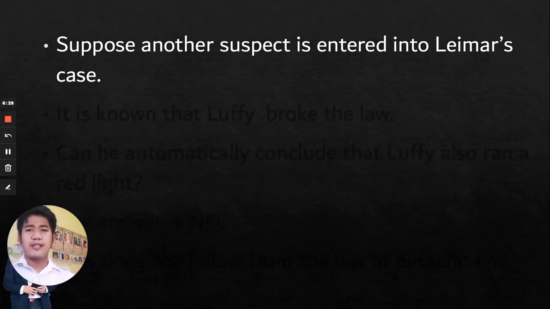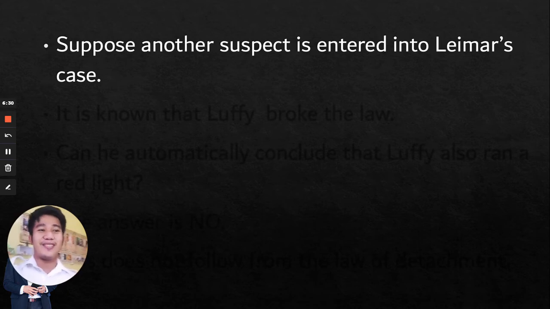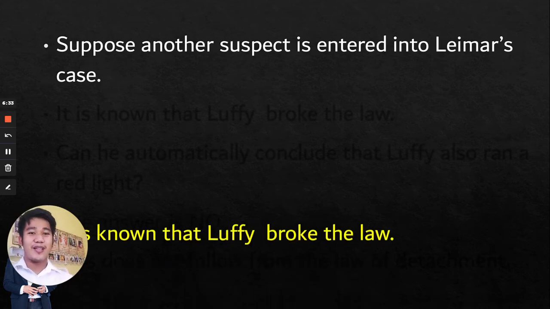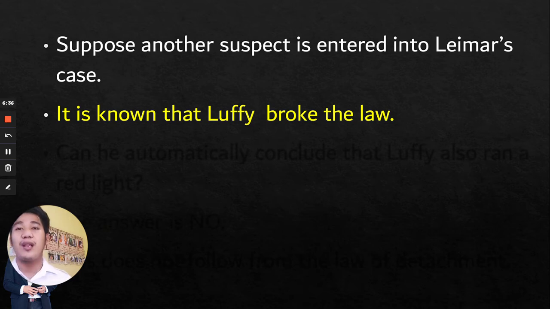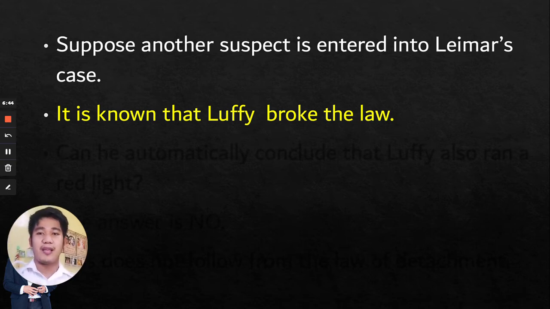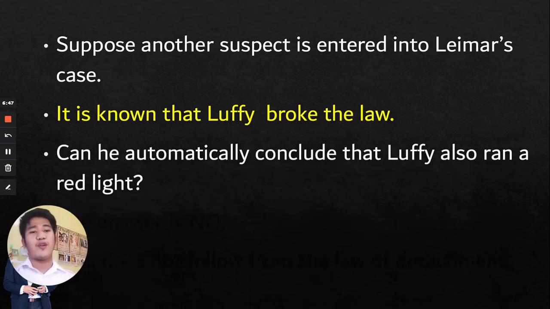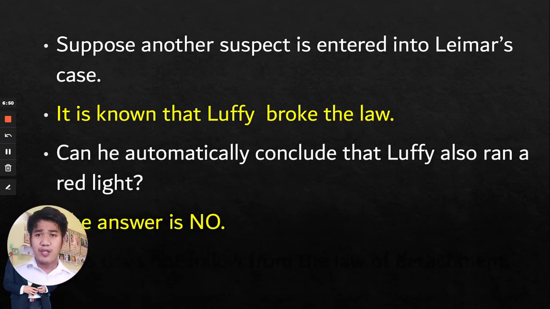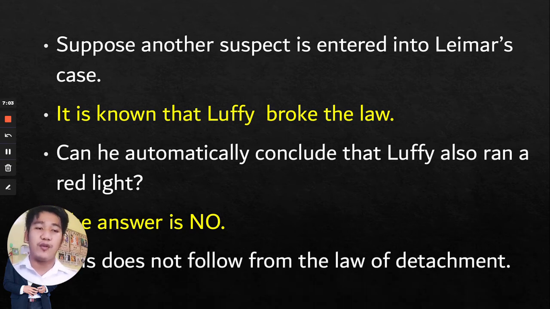How about suppose another suspect is entered into Lamar's case? Okay, another person. Now, it is known that Luffy broke the law. Luffy entered this case. Luffy broke the law. That's just the statement. Can Lamar automatically conclude that Luffy also ran a red light? And of course, the answer is no. Even though Luffy broke the law, we cannot conclude that he ran a red light, the same thing with Lisa. No, we cannot conclude that. So, this does not follow from the law of detachment. You get it? Okay, very good.